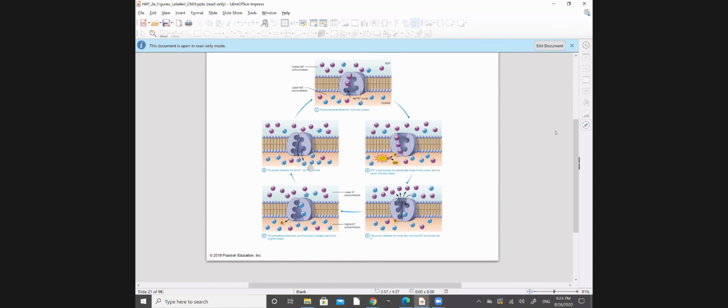There are three types of pumps: uniport, symport, and antiport. Again, uniport, uni means what? Uni means one, right? So uniport transports just one single substance through the membrane in one direction. Very simple, just one way, one substance.